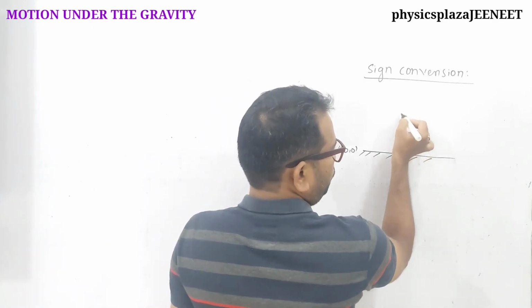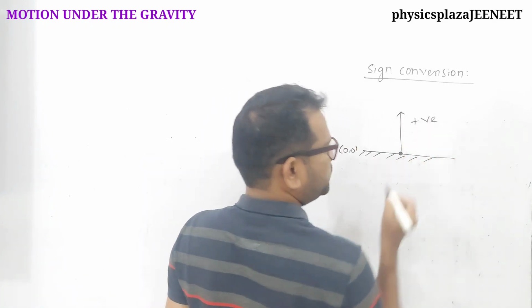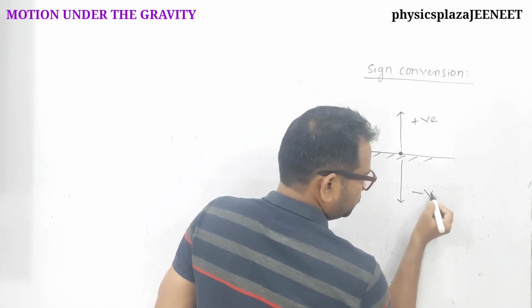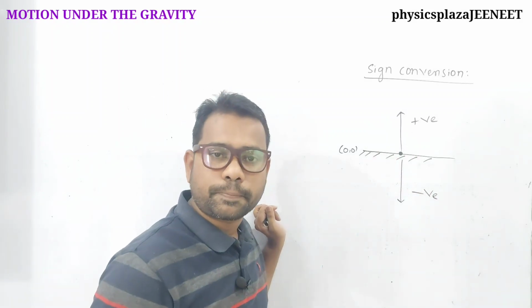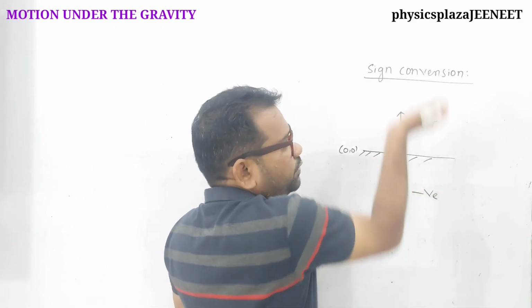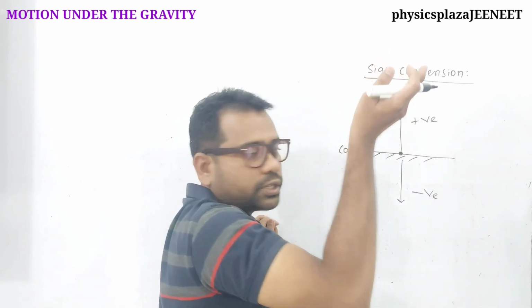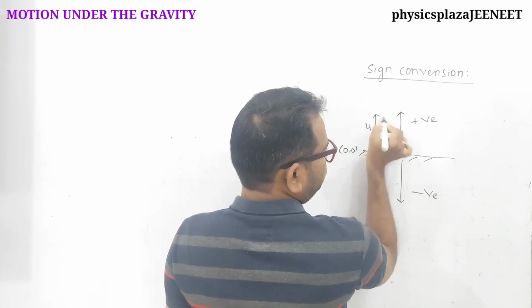So children, vertically upward direction I can take as positive, vertically downward direction we can take as negative. So this is what we actually apply throughout our discussion. Suppose children, we are throwing a body vertically upward. So in the upward direction, velocity will be upward.